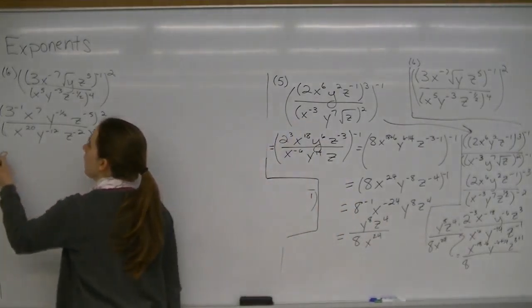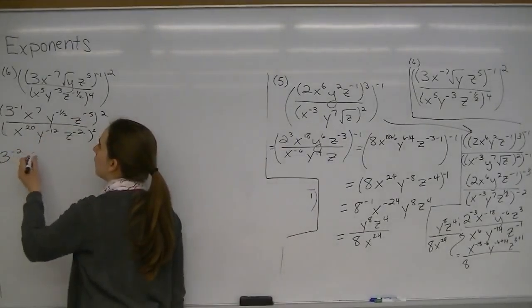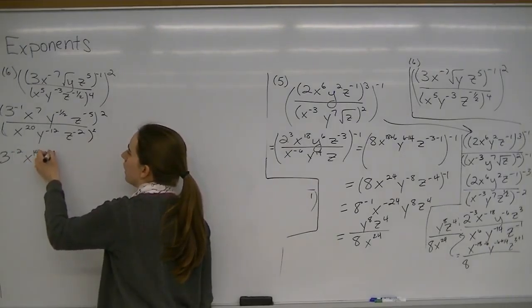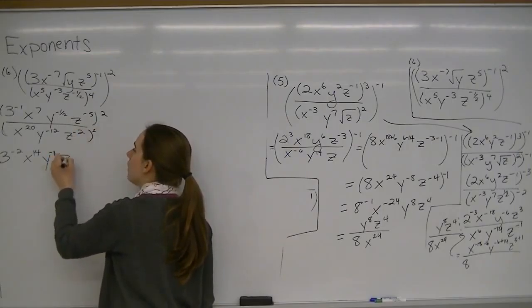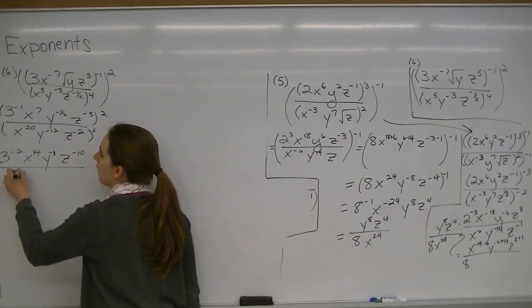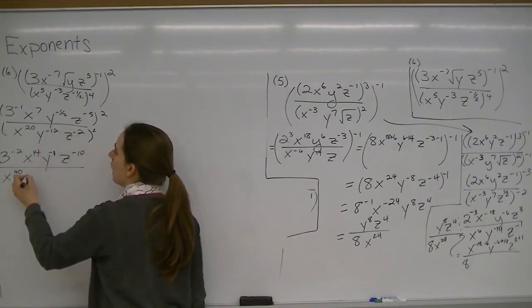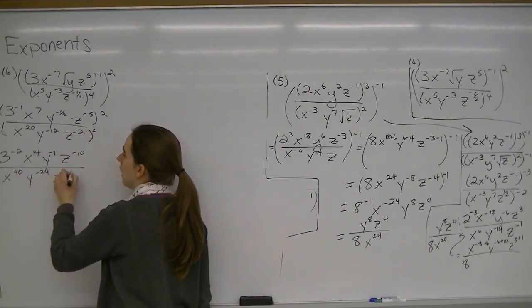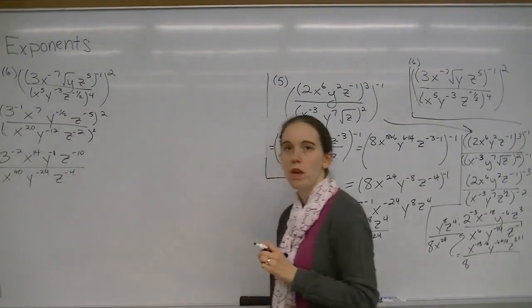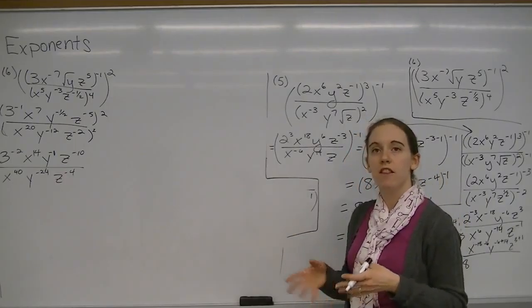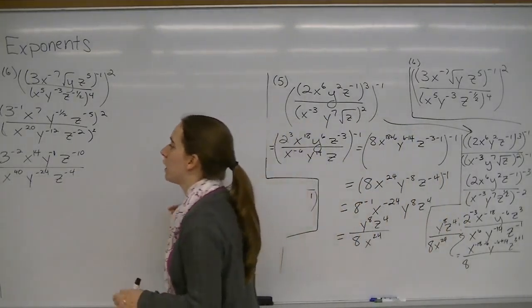So I have 3 to the -1 times 2, -2, x to the 7 times 2, y to the -1/2 times 2, so that's -1, z to the -5 times 2, over x to the 40th, y to the -24th, is -12 times 2, and z to the -4th. So I've gotten rid of all my outside powers now. All I have to do now is just simplify everything and move the negatives so they're no longer negative.